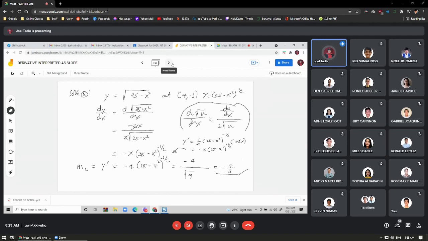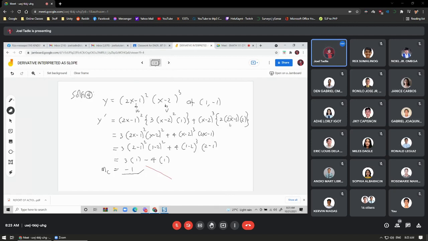Okay, we are better at this now. We are already used to differentiating, to getting the first derivative. So let us remember that the slope of the curve is just equal to the first derivative. Not the second derivative, the first derivative, okay? Okay, so let us go to the next example.